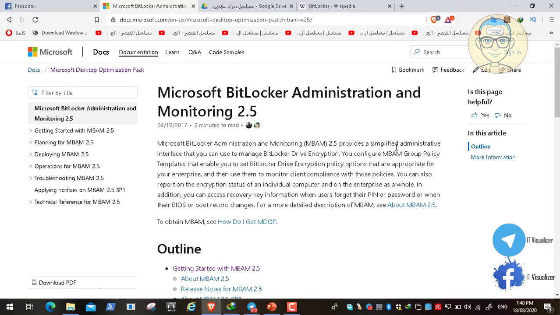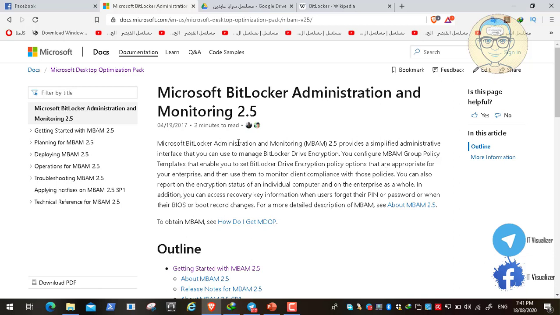Okay, here it says that it is a simplified administrative interface that you can use to manage BitLocker. You configure MBAM group policy. As we know, when we implement BitLocker on a domain scale, or on a domain structure, if we need to apply it on a lot of PCs, this will be done using a group policy. So the main tool that we can use to widely implement BitLocker on a large number of PCs is the group policy.